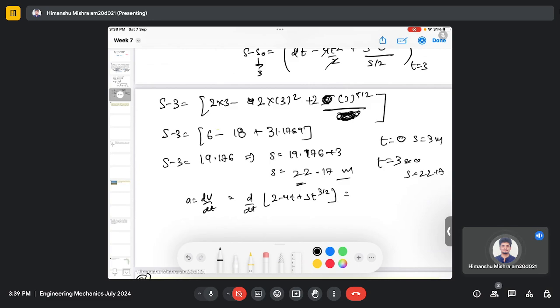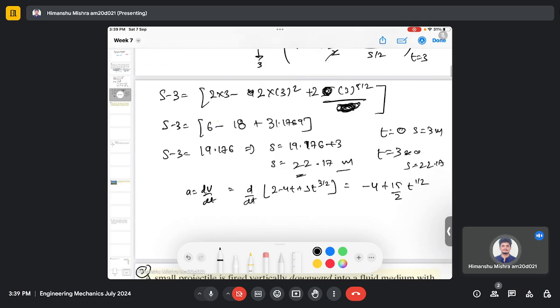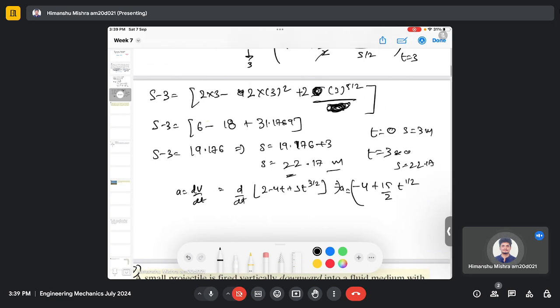So when we differentiate the expression, we will have minus 4 plus 15 by 2 t to the power 1 by 2. So this is my acceleration expression. If we want to find the acceleration at time t equals 3 seconds, we need to substitute time t equals 3 here. So it will be minus 4 plus 15 by 2, 3 to the power 1 by 2.